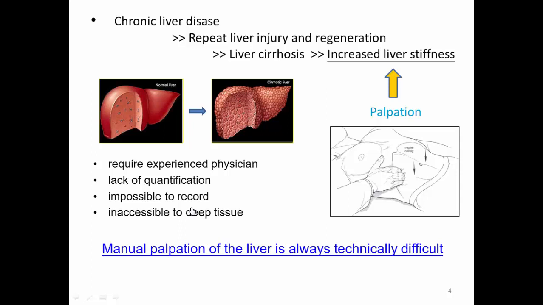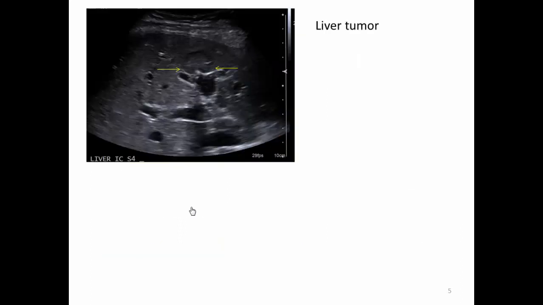Traditionally, physicians try to use palpation to evaluate liver stiffness, but it is quite difficult. It needs physicians' experience and skill, and there is no way to quantify or record the degree of liver stiffness. The liver is located beneath the abdominal wall and the rib, so it is quite difficult to palpate.